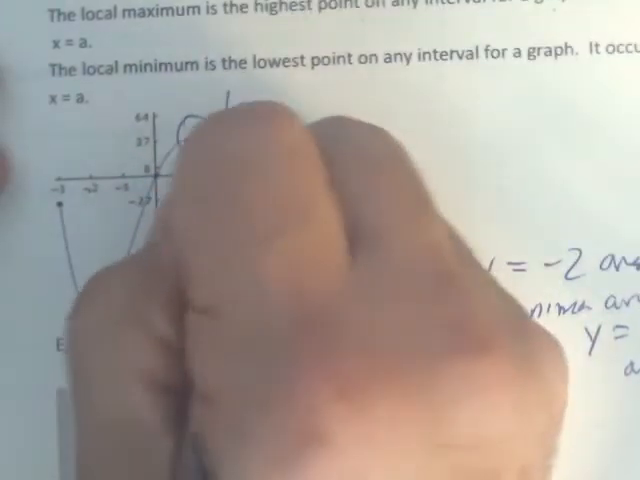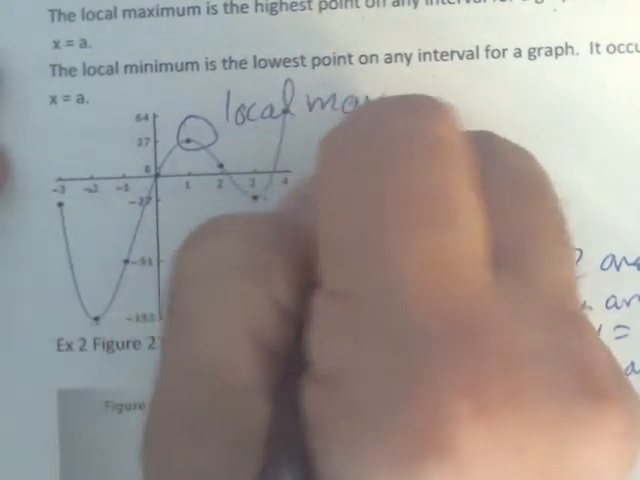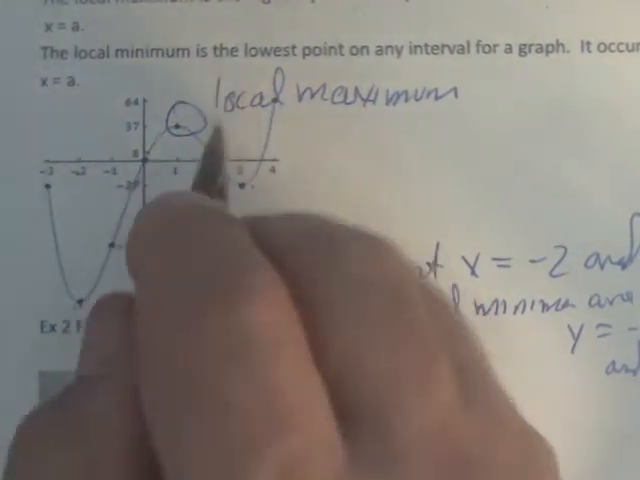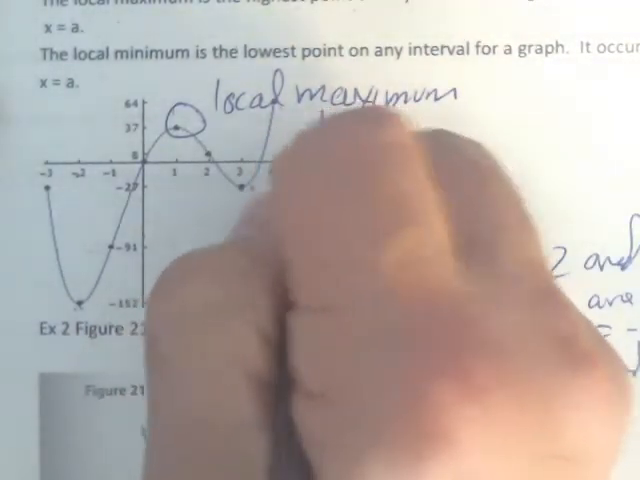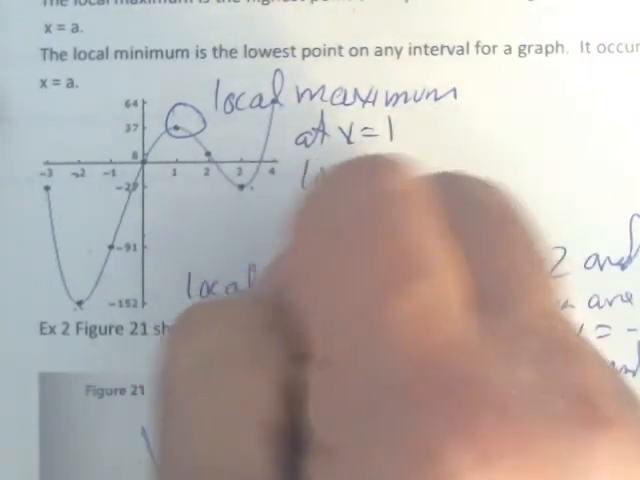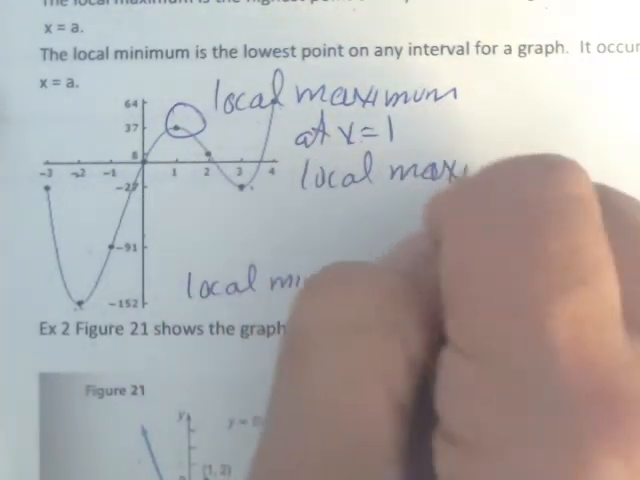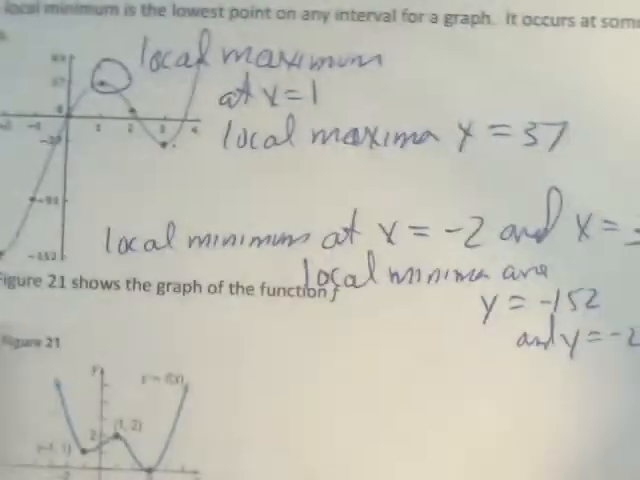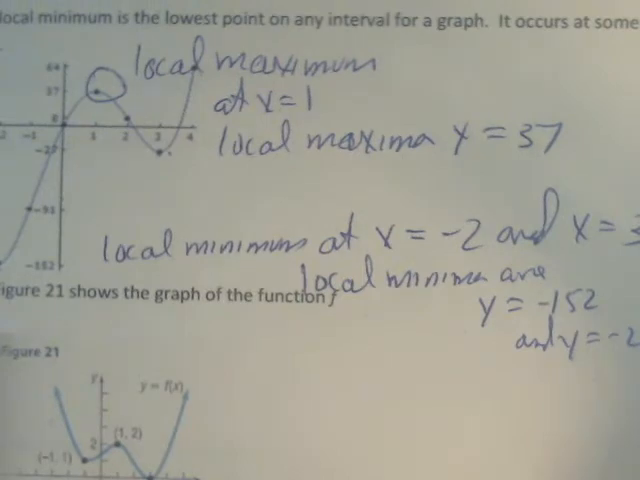Right here is a local maximum. So if you think about it, really, you're just identifying the points. At x equals 1, and the local maxima is y is 37. So when you're determining local minima, local maxima, you're looking at x's and y's. So it's just the wording sometimes that can trip you up.